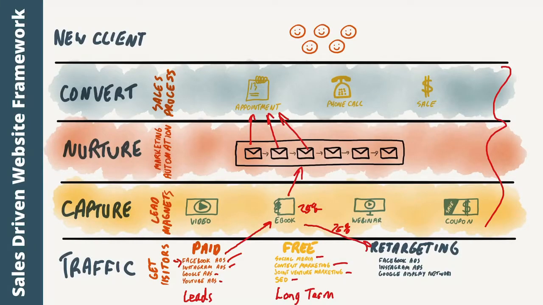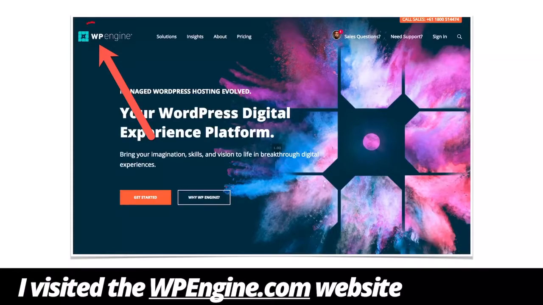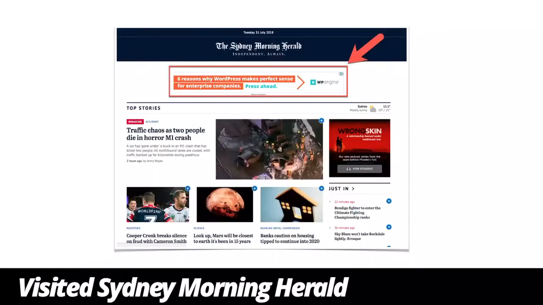So retargeting is when someone leaves your website and you can follow them around the internet and show ads to them, okay? And you can show ads on Facebook, on Instagram, and on the Google display network. So let me show you how that works. I went to this website here, WP Engine, looked around, and then I left. And 10 minutes later, I went to this website here, the Sydney Morning Herald in Australia, and look at this.